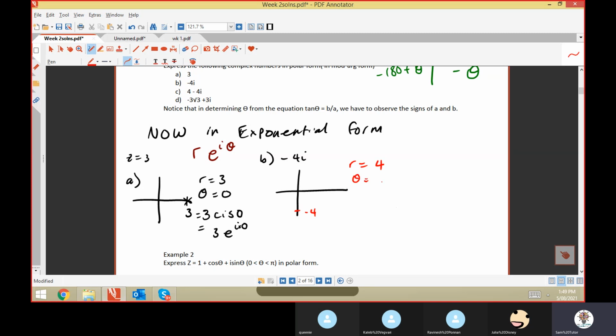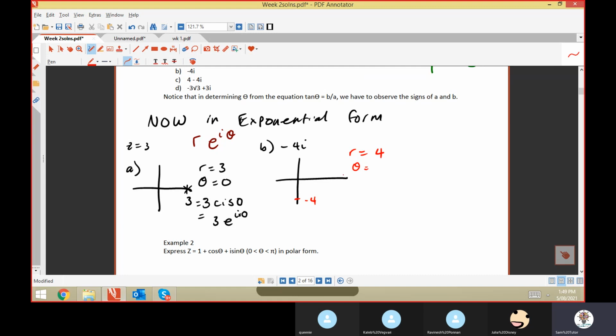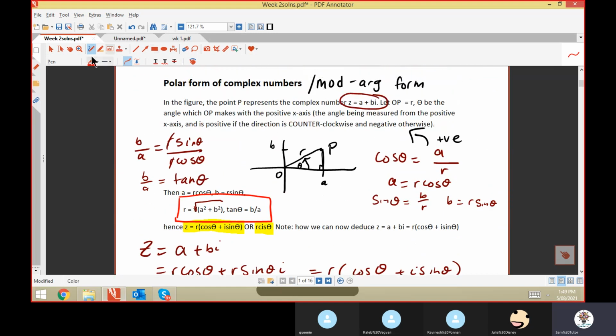What does theta equal in this case then? 0. No, 0 meant it hasn't moved at all, but it has moved off the axis. Remember, it's starting from here. Theta is the angle which OP makes with the positive x-axis. So theta is the angle it makes with that axis. If you're going this way it's positive, and if you're going the other way, clockwise, it's negative.